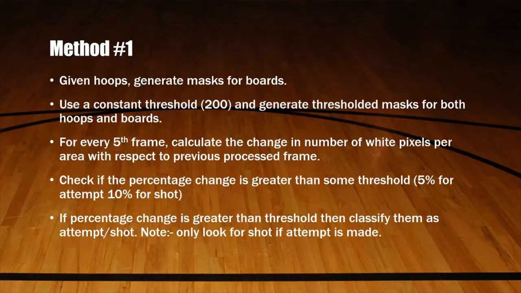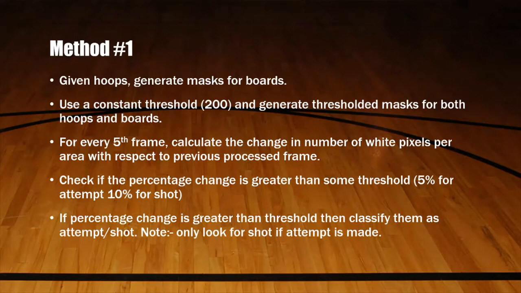So if somebody throws the ball towards the hoop and it is first detected on the board region. Board is the region which is above the hoop. So if a ball is detected near the board, then we say, okay, this is an attempt. Now a shot is possible. Without going till board, the shot is not possible. So if that happens, then we say, okay, attempt is made. If that doesn't happen, then we don't even see if a shot is made or not, because that's not possible.